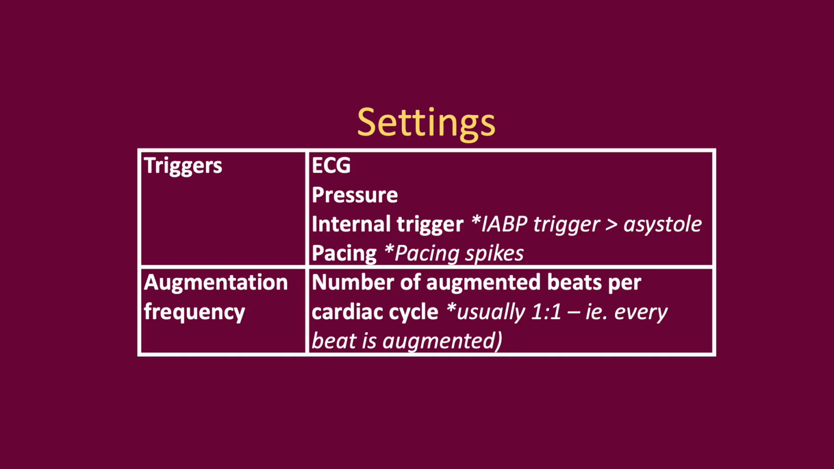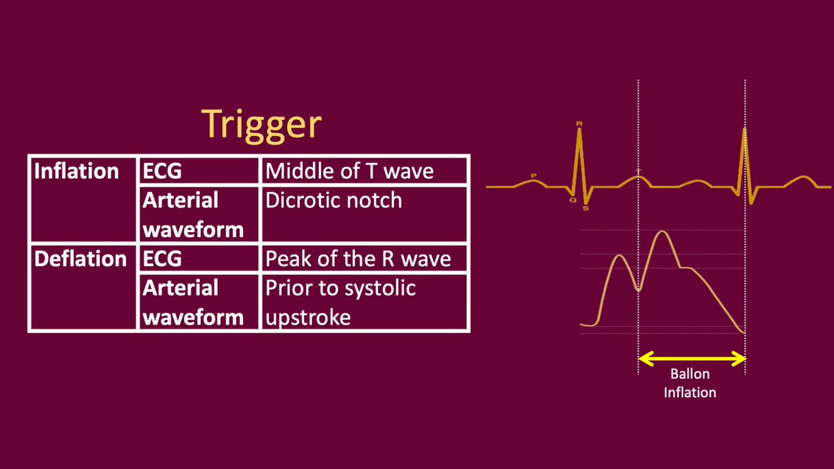Now let's set up the balloon pump. This involves a trigger. This trigger in regards to balloon pump inflation could be based on ECG, the pressure, an internal trigger. For example, if the patient is asystolic in a cardiac arrest, the balloon pump will automatically inflate, and also pacing devices. And the augmentation frequency, i.e. the number of augmented beats per cardiac cycle. This could be 1 to 1, so every beat is augmented, or it could be 1 to 2 or 1 to 3. The patient's ECG is generally the most reliable option with reference to the trigger.